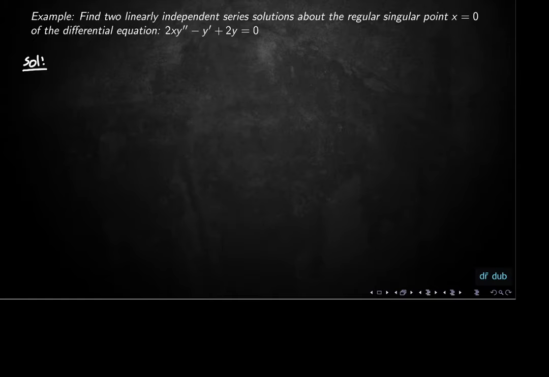We start off with y equals the summation n from 0 to infinity of cn x to the n plus r. That is our starting point. Here the regular singular point is x equals 0, so we don't have to do x minus anything. It's just x minus 0, which is x.